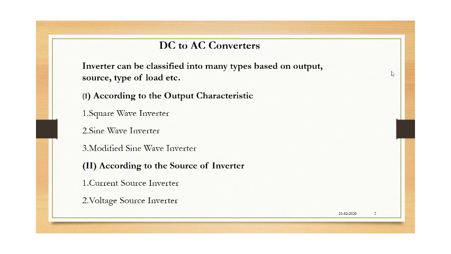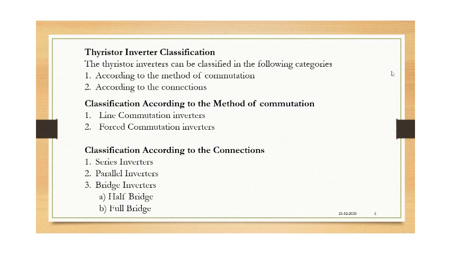So yeah, next, according to the source, the inverter can be classified as voltage source inverters or current source inverters. In voltage source inverters, the input to the inverter is provided by a DC voltage source, whereas in a current source inverter, the voltage source is first converted to a current source and then applied to the inverter circuit to provide the power required.